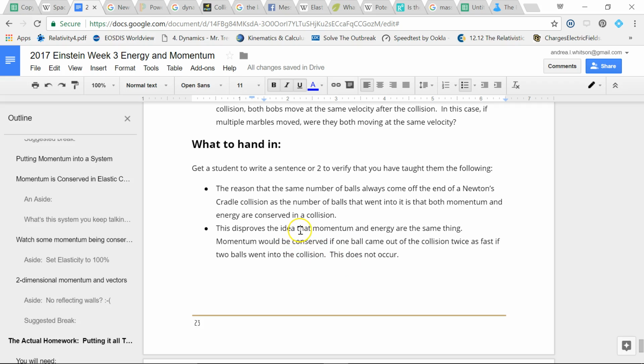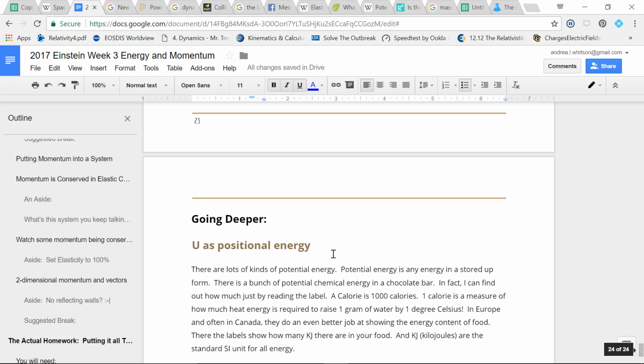This disproves the idea that momentum and energy are the same thing. Momentum would be conserved if one ball came out of the collision twice as fast as 2 balls that went into the collision, and this does not occur. All right, that is it for the homework.